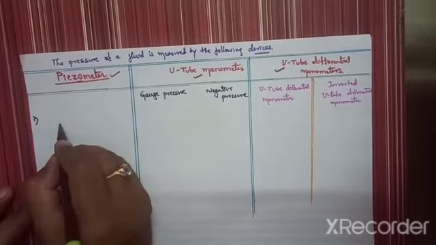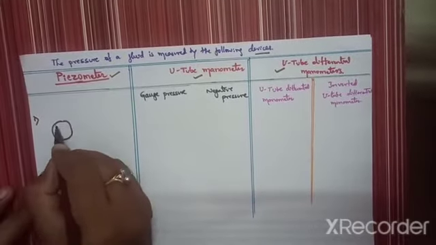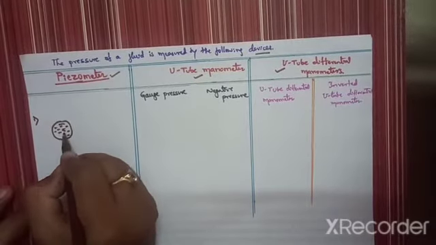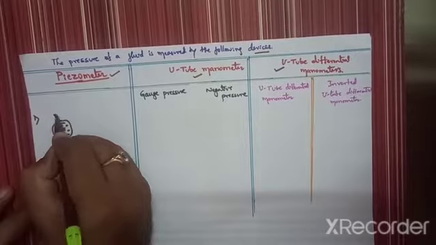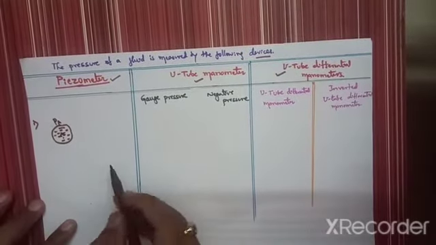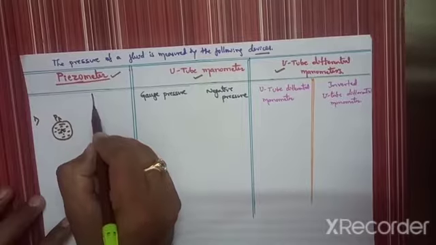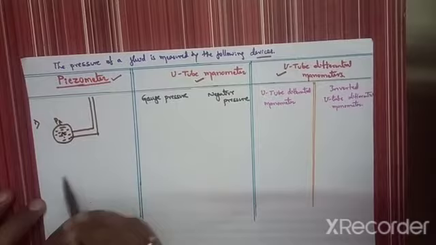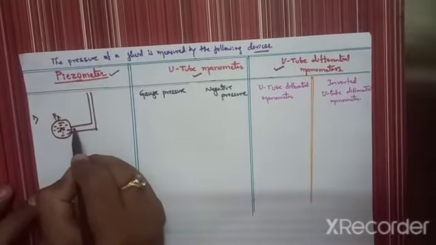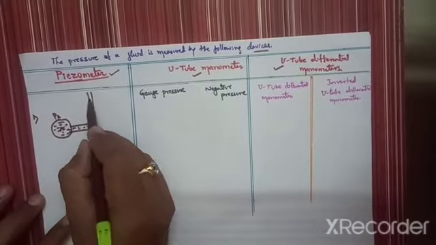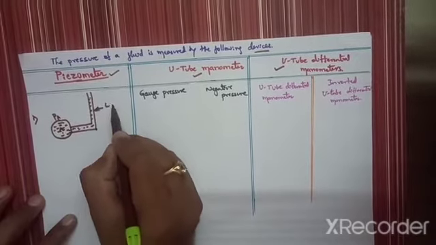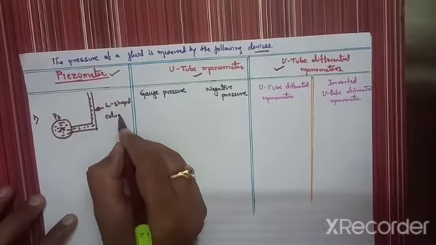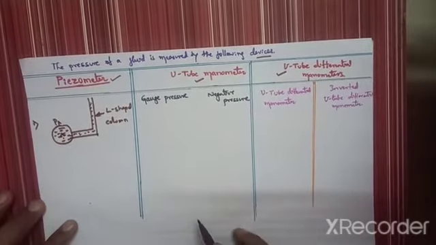So consider one pipe. Here there is some liquid. I need to measure the pressure of this liquid in pipe A, that is PA is the pressure. So take a piezometer and connect it to the pipe. The first point you need to remember here is that the piezometer is an L-shaped glass tube or column used for measuring pressure at a point.